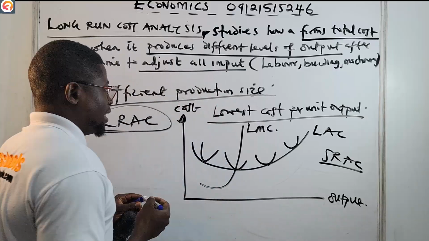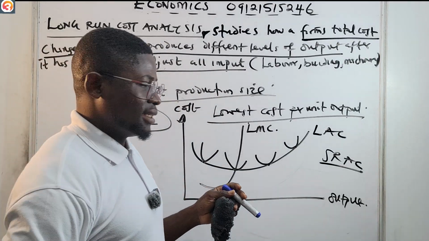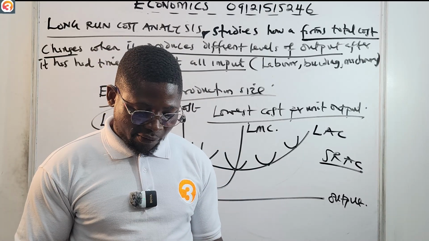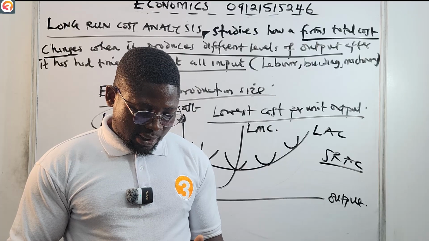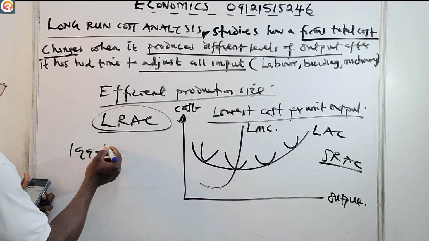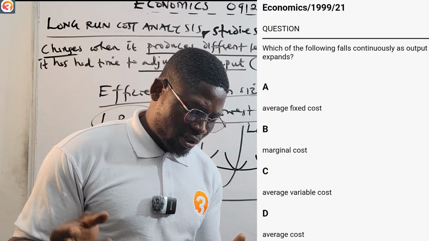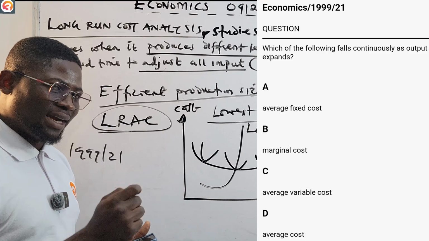This is where I'm going to end concerning this. In the next class we'll talk about revenue and then we're done. But before we go, we have to answer questions. So let us go to the app and answer the questions we have. I'm going to answer a few of them and then you finish the remaining ones. This is a 1999 question, number 21, that we saw at the beginning. It says, which of the following falls continuously as output expands, continues to fall as output rises?